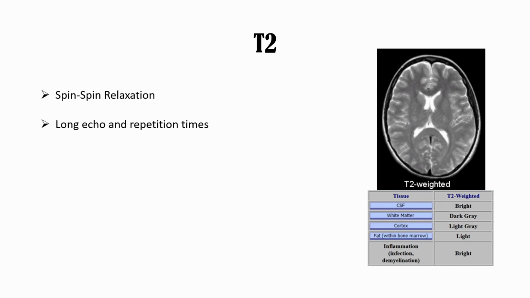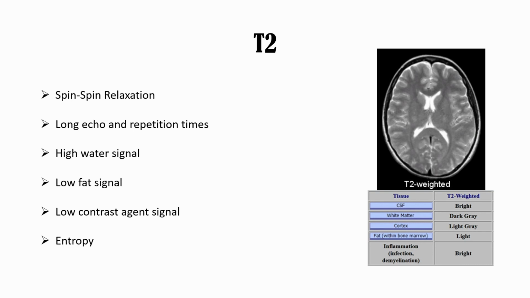This scan uses long echo and long repetition times, unlike T1, and the way this scan works means that water gives a much higher signal than fat. Contrast agents don't work as well with this technique. This picture, along with its key, shows what a T2 scan looks like.